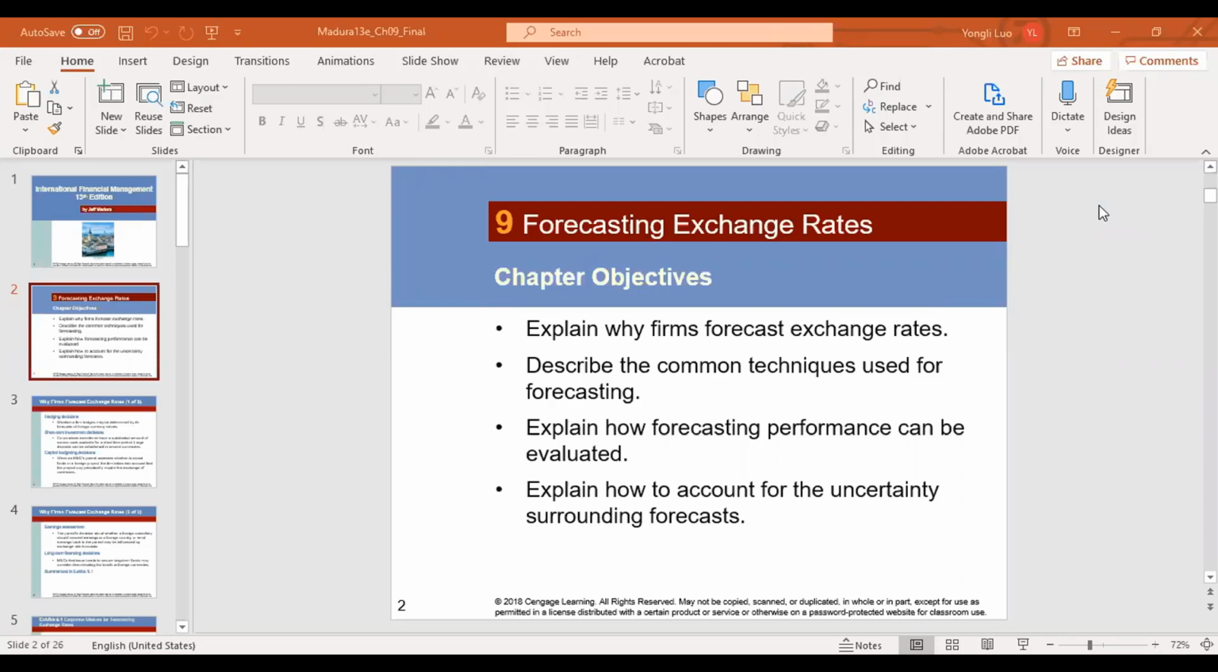2. Describe the common techniques used for forecasting. 3. Explain how forecasting performance can be evaluated. 4. Explain how to account for the uncertainty surrounding forecasts.